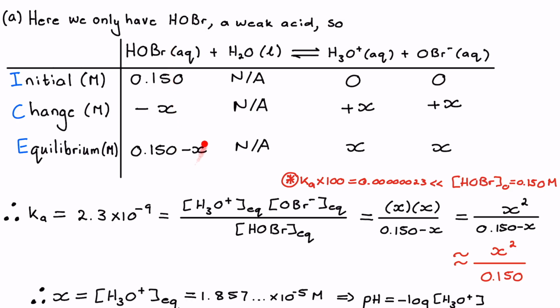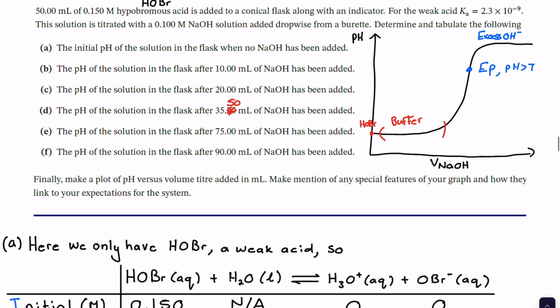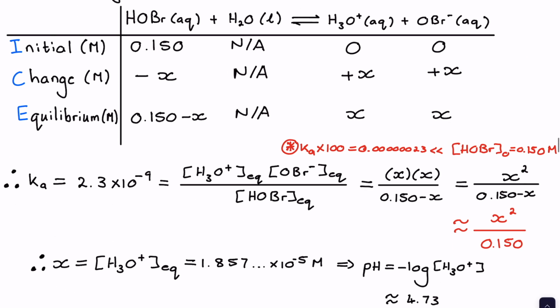We can summarize our information in a mass balance table, an ICE table. You set that up and calculate, and you can make an approximation because its Ka value is very small, as given in the question. It is much less than its initial concentration, which is given as 0.150 molar. And so you get the concentration of H3O+. Once you have the concentration of H3O+, we can calculate the pH, because the pH is just equal to the negative log of the H3O+ concentration. That's the basic idea.